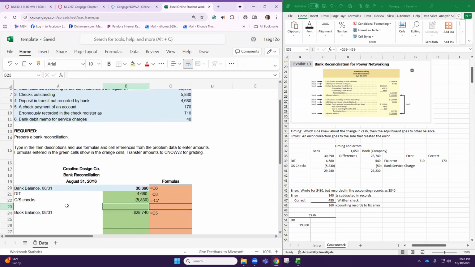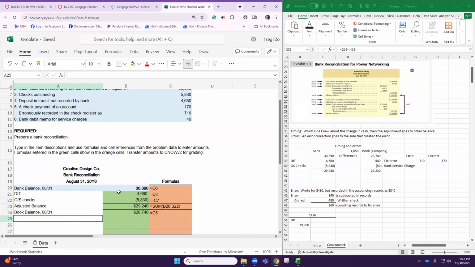Now we want the adjusted balance. Each side is going to have an adjusted balance. All right, so we can just make this add together, and there it is. Now we're going to do this here. Now we had an error.